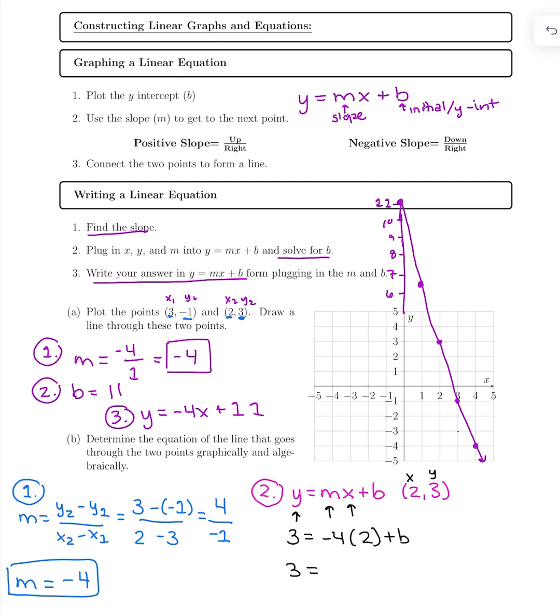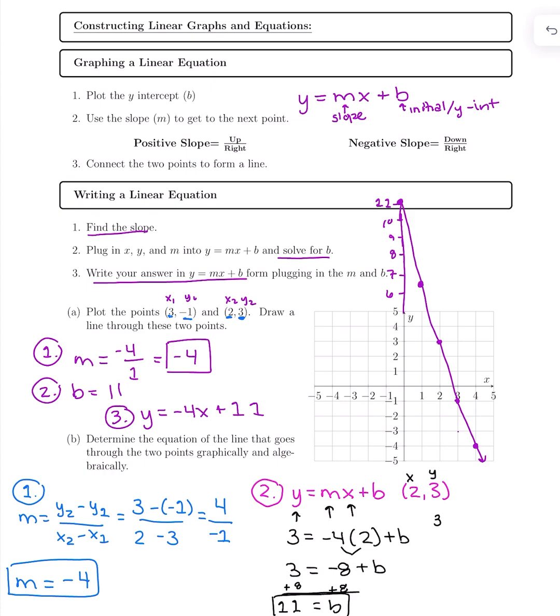So we have -4 times 2 is going to be -8 plus b. And I want to get b by itself. I'm trying to solve for b. So I have -8 plus b. To get rid of a -8, we're going to add 8. So 3 plus 8 is 11 for our value for b.